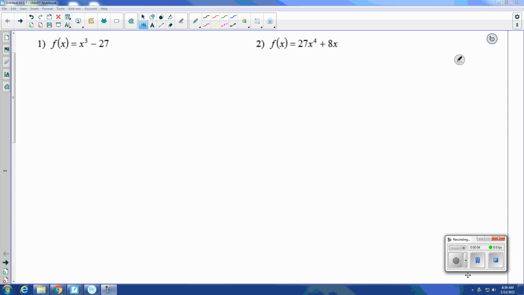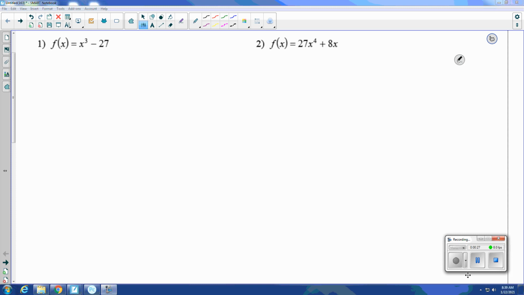This video will look at examples of solving polynomials using various methods. So number one, we have the polynomial f of x equals x cubed minus 27. We look at this and we'll notice that we have a difference of two cubes. So to solve this, let's factor this down using our formula for the difference of two cubes.